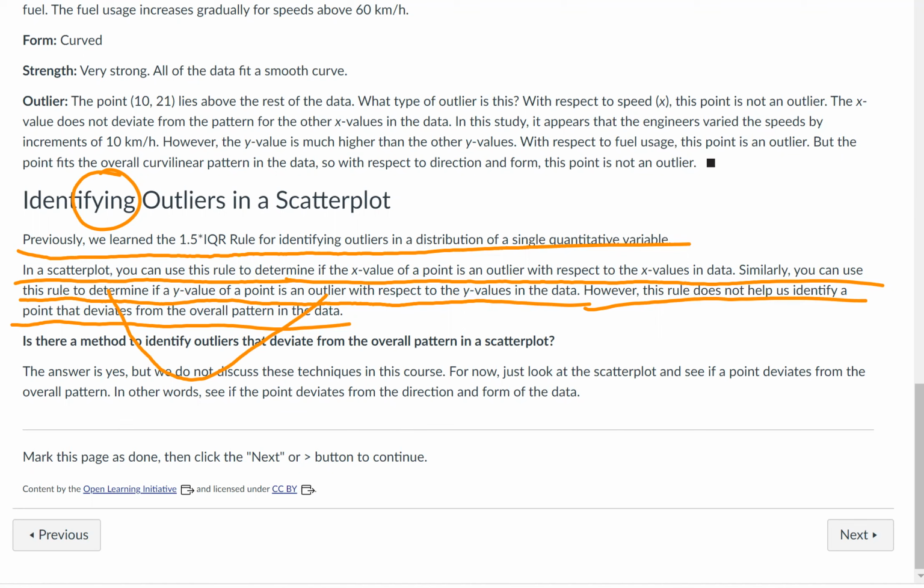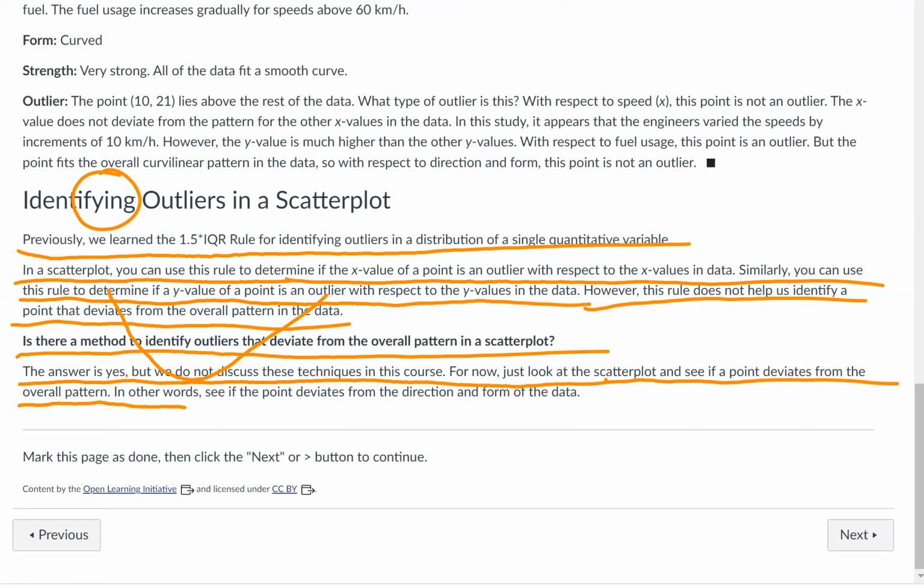But in this case, the x value and the y value are not even close to any of the data values, and similarly with the problem on the previous page about the animals and their pregnancy lengths. So is there a method to identify outliers that deviate from the overall pattern in the scatter plot? The answer is yes, but we don't discuss these techniques in this course. That would be in a future statistics course. For now, let's just look at the scatter plots and see if a point deviates from the overall pattern. In other words, we'll see if the point deviates from the direction and form of the data.